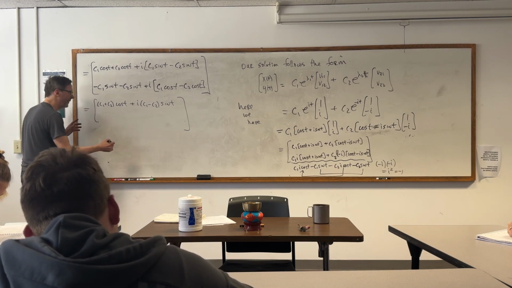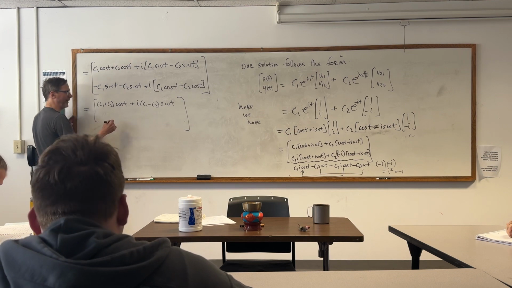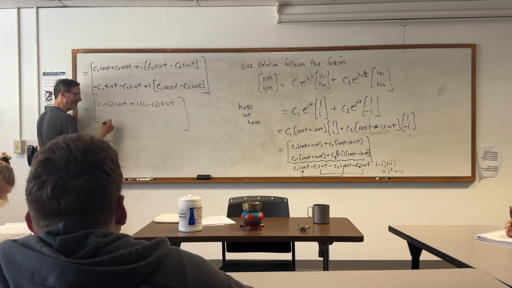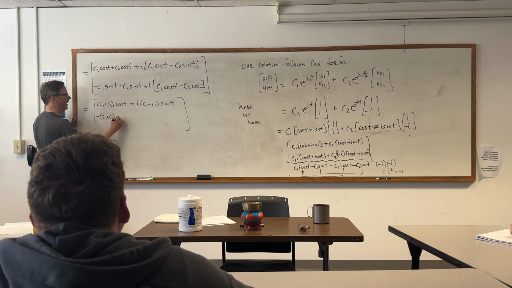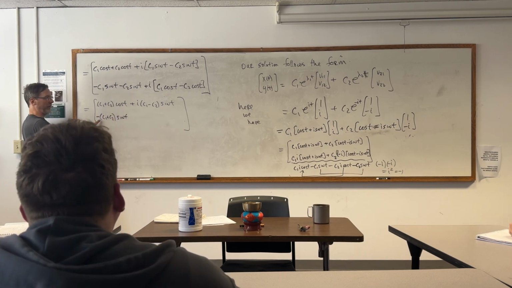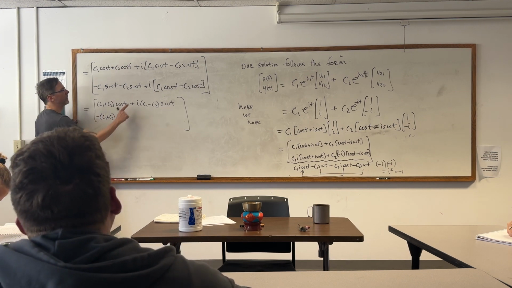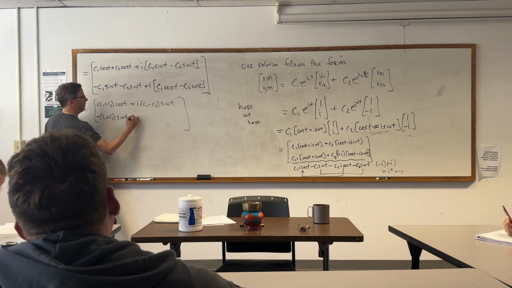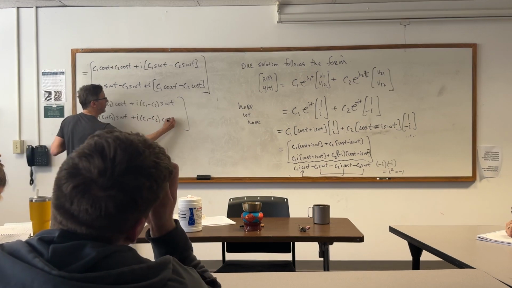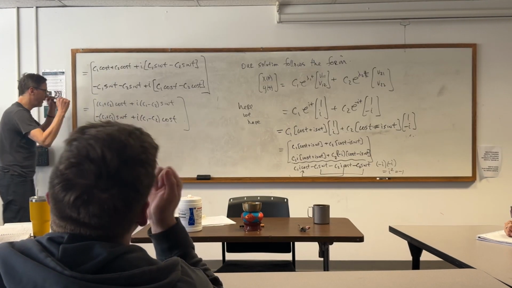Not always. Remember back in the early parts of this class when you had to do all sorts of separation? Things weren't always pretty. But now we've got minus (C1 plus C2) sine of t. So I pulled that minus out that's shared. And then one last one, I've got plus i (C1 minus C2) cosine of t. Yes.